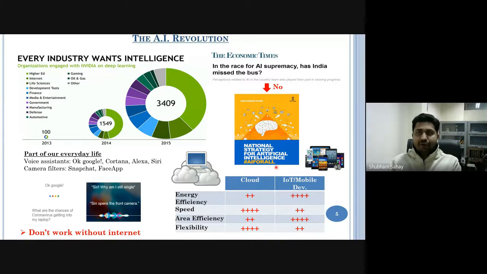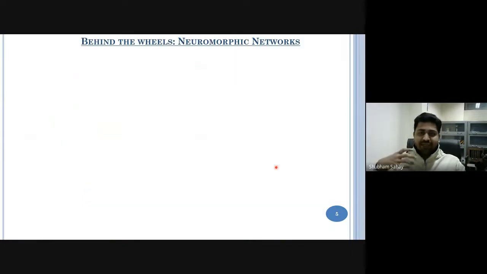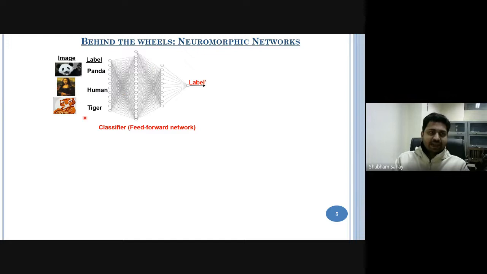Now let me talk about neuromorphic networks, which have been the driving force behind this artificial intelligence revolution. To talk about neuromorphic networks, I'll take a very simple example of a feed-forward network, or a multi-layer perceptron, or a classifier. It looks something like this. This is a simple representation of any neuromorphic network.